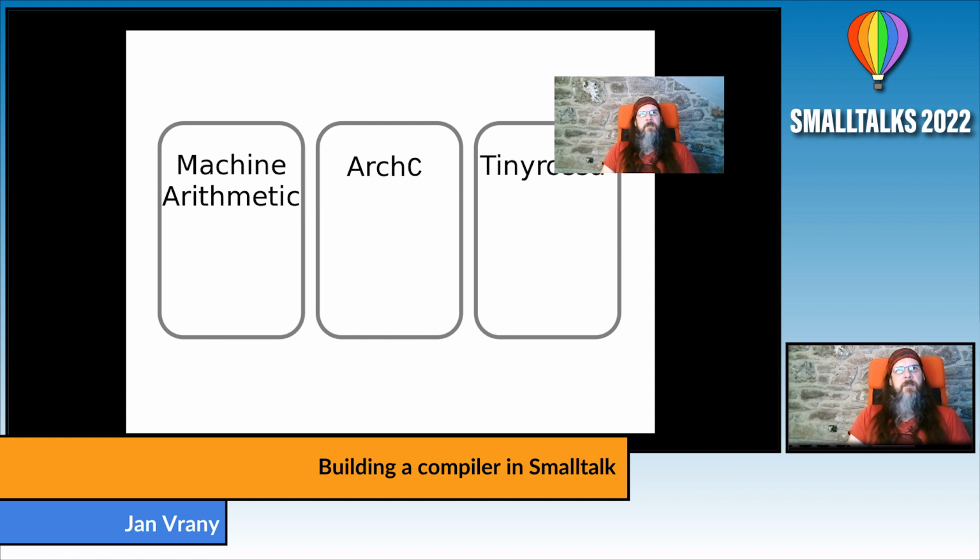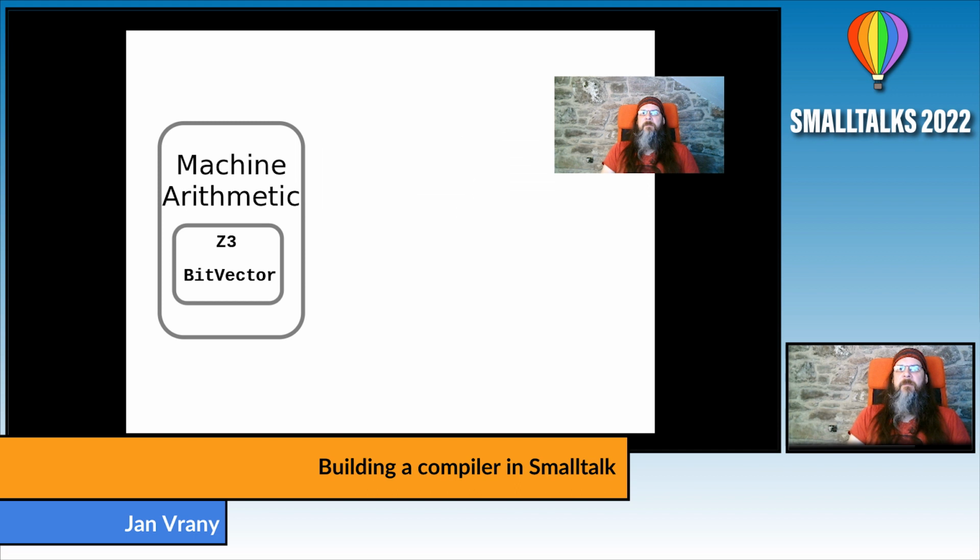Now let's go over these in a little bit more detail. As I said, machine arithmetic initially started to be something that gives us bit vectors, so we can manipulate them and reason about the manipulation. So we can say, okay, if you shift something one bit left and then one bit right, you get the same thing. That sort of thing. This is really needed for verifying or reasoning about the code.